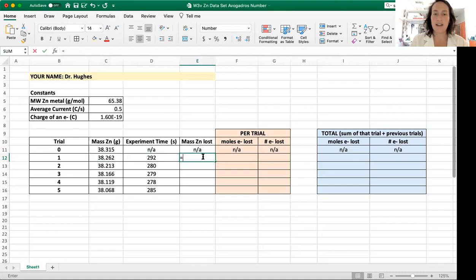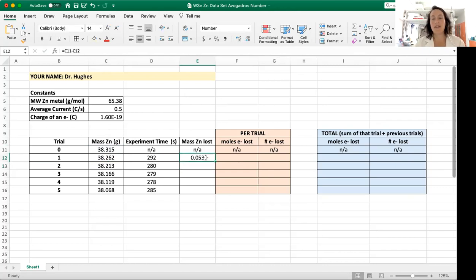In order to do that, if you want to make a cell in Excel a numerical value from a calculation, you can hit equals. So I want this cell to equal 38.315 minus 38.262. Or in terms of Excel, I want this cell to equal cell C11, so C11, minus cell C12. Enter. You would see that if you did the same calculation on a calculator, you would get 0.053.